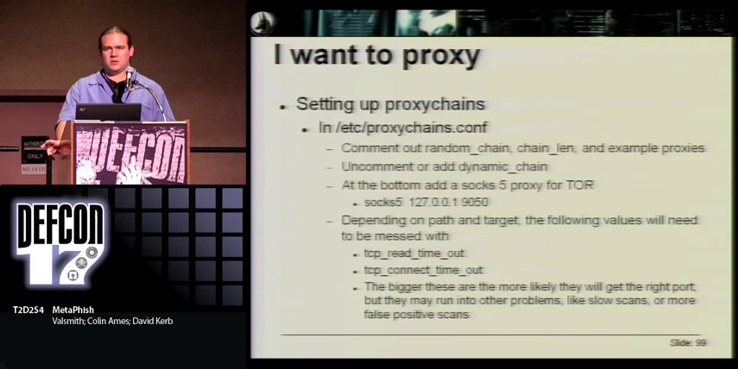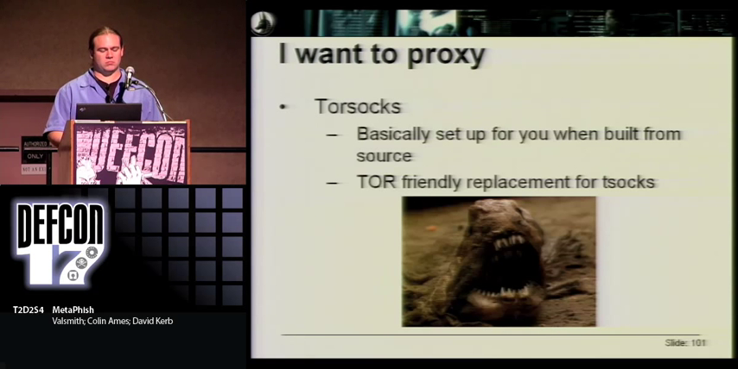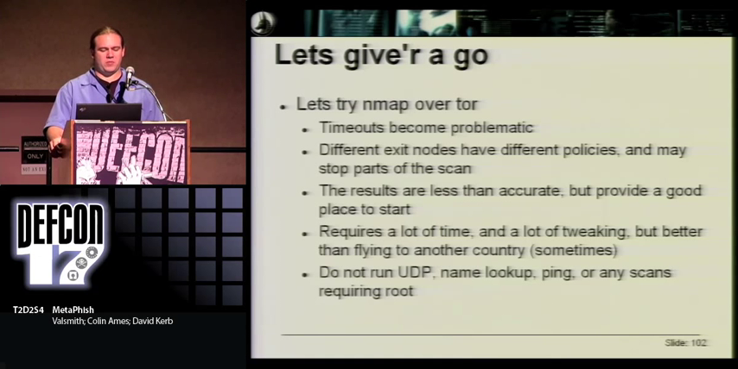So I kind of went into quick config here. We want to come back to this later, that's great, but the important parts are actually the timeouts. So if you're going to try and do something like nmap over Tor, you need to play with these timeouts a lot, because you'll get a lot of false negatives or false positives. Torsocks is an even simpler config: you just point it to localhost at the Tor port, and it basically works right out of the box. So we can go ahead and nmap over Tor. It's actually not too bad.